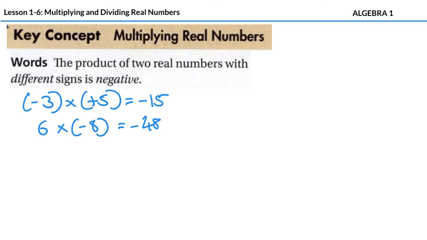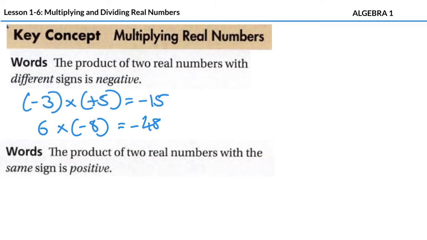What is the other key concept? The product of two real numbers with the same sign is going to be positive. For example, 4 times 8. Now both are positive numbers, so the product is also going to be positive, and 8 times 4 is 32.